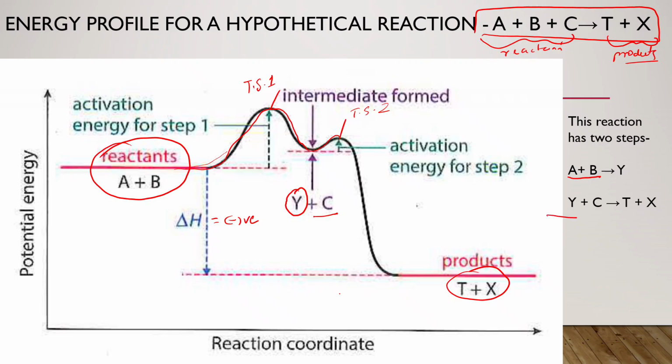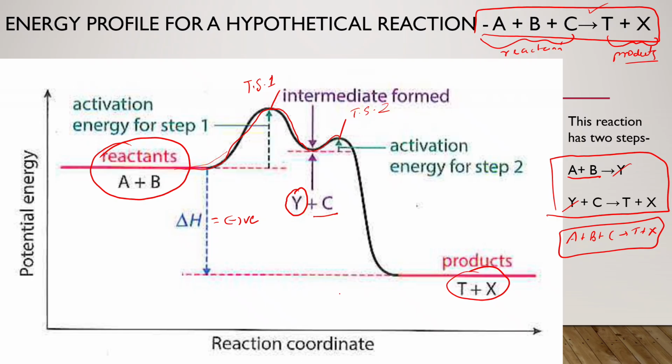Now, if you see the overall mechanism of this reaction, if you add them together, you see that the Y actually cancels out from both the sides. And so, if you add all the steps of the mechanism together, they should be stoichiometrically consistent with the overall reaction that we were beginning with.